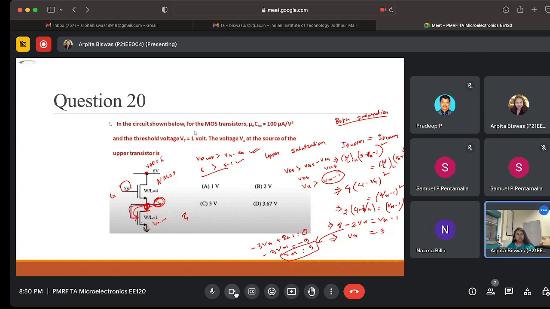Any other doubt, or is it clear, or do I have to explain again? No, ma'am, it's clear. Okay, just see the equation. It is satisfying this VDS greater than VGS minus VTH, so this is in saturation. This is also in saturation. Then just take this equation, VD upper equal to VD lower. Just put the values and see, Vx is equal to 3.